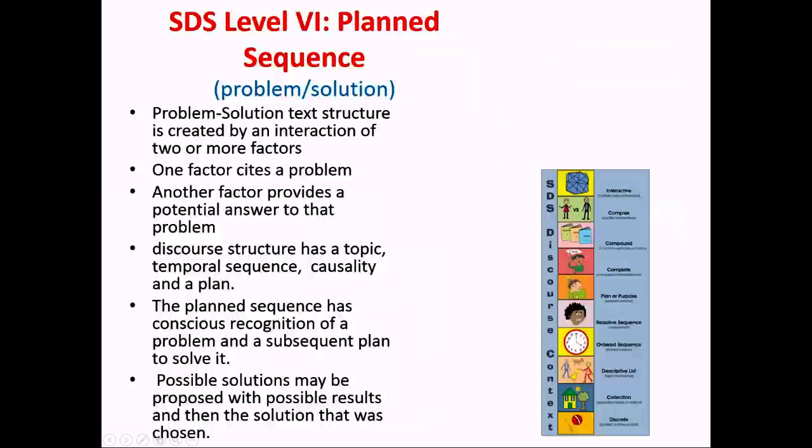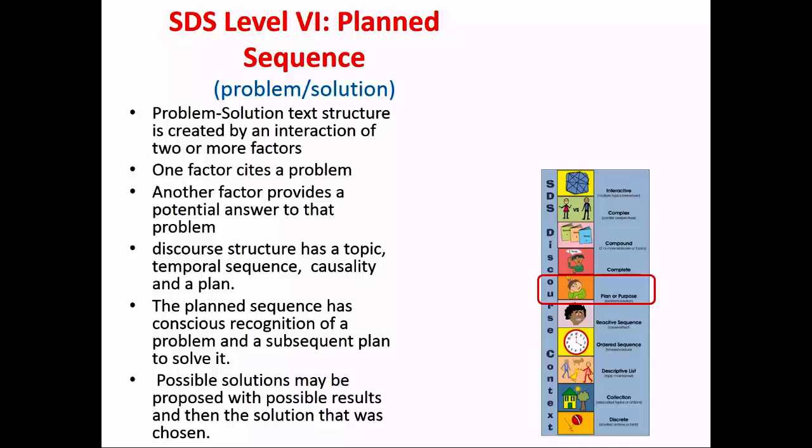All right, the next level is problem solution. Once again, you have to have this interaction between two or more factors. One factor cites a problem, and the other factor provides the potential answer to that problem. Now, it has a topic, just like a descriptive list. It has a temporal sequence, just like an ordered sequence. It has causality, just like a reactive sequence, but this time it also has a plan. So if you've got a problem, you have to actually mentally plan for a solution. And then possible solutions can be proposed with possible results, and then finally the solution that was chosen.